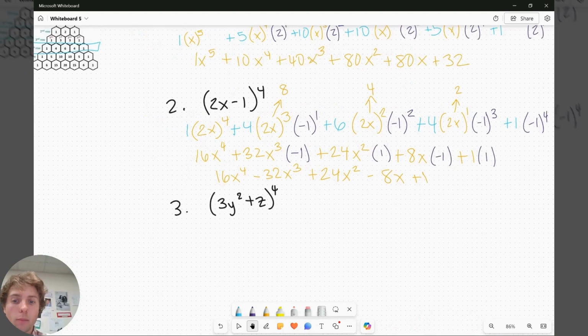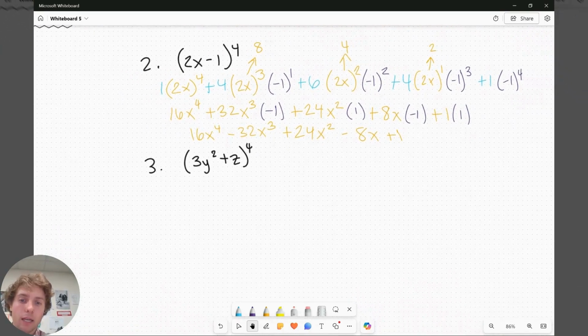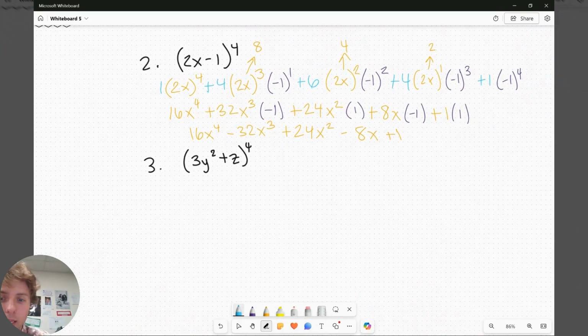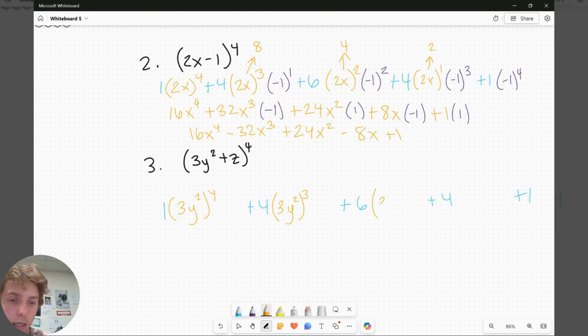Let's try and go through one more example for this. Pascal's triangle, we know that the values are the same because this one is also raised to the fourth. So I'm going to fill each of those in real quick. I'm going to take my first term, 3y squared, raise that to the fourth, and fill in each of those decreasing by 1 for the rest of these terms.